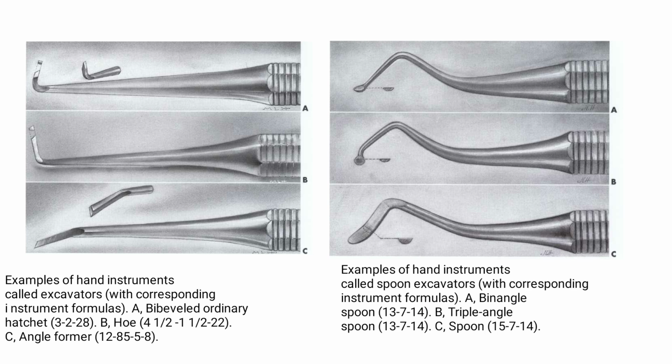These are certain examples of instruments called excavators, like the ordinary hatchet, which is bibeveled, and the hoe, and the angle former, which is used to create line angles and point angles. The second picture gives examples of spoon excavators. These spoon excavators have circumferential bevels and are used to remove the remaining caries, or the caries present in the deeper areas of a cavity.